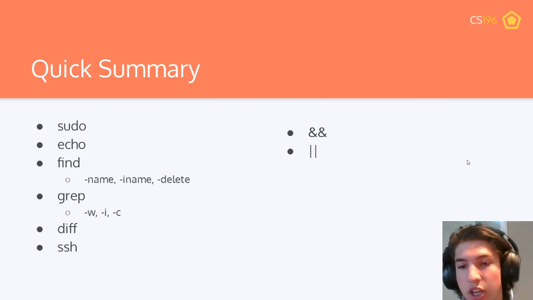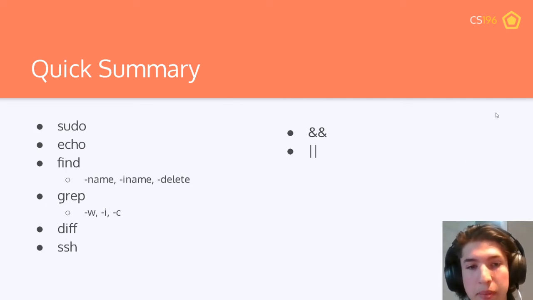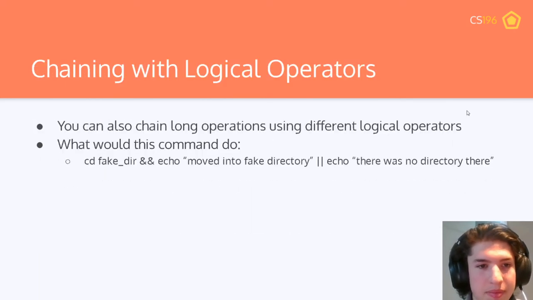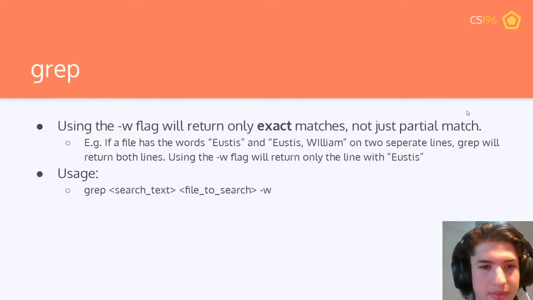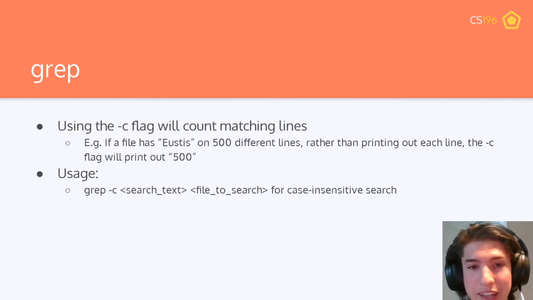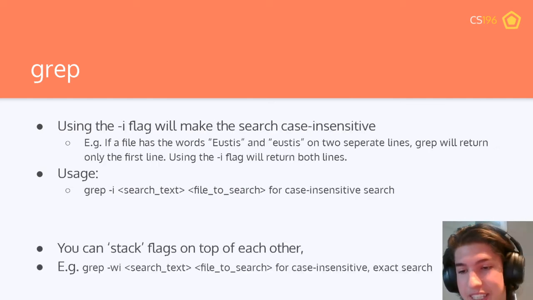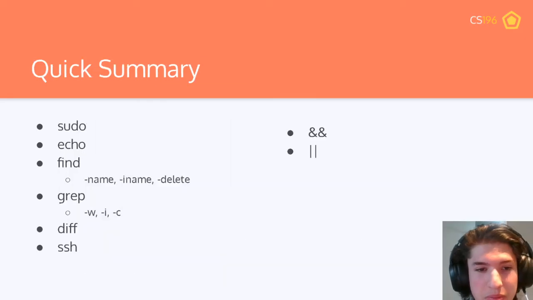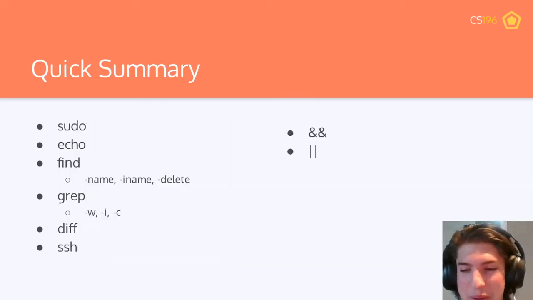The delete will delete all of the files that it matches. For grep, we learned about the W, I, and C flags. Let's go back to that. I don't want to get these wrong. I don't want to get them confused. So the W flag returns only exact matches. The I flag is going to do case insensitive, I for insensitive, and then the C flag counts the matching lines, of course. I really don't want to mess this up.